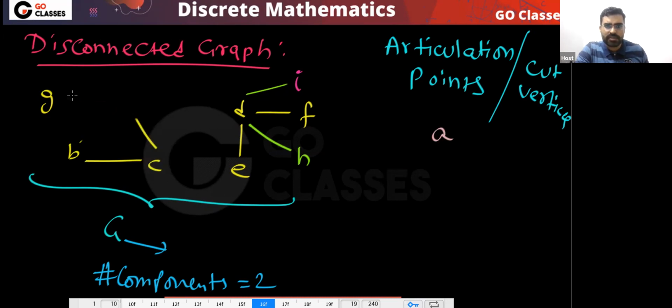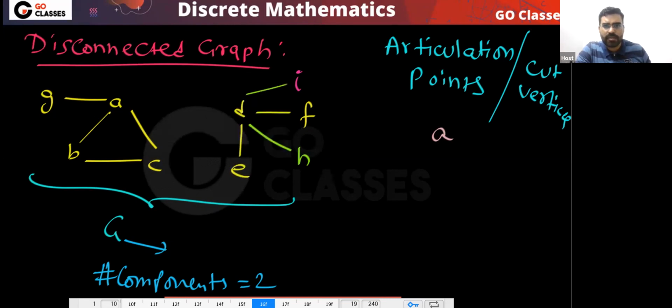See, if I remove this vertex A, now I have 3 components. So the number of components is increasing. But if I remove this, the number of components is not increasing. If I remove this, not increasing. If I remove this, not increasing, not increasing. But if I remove this, now the number of components will increase.